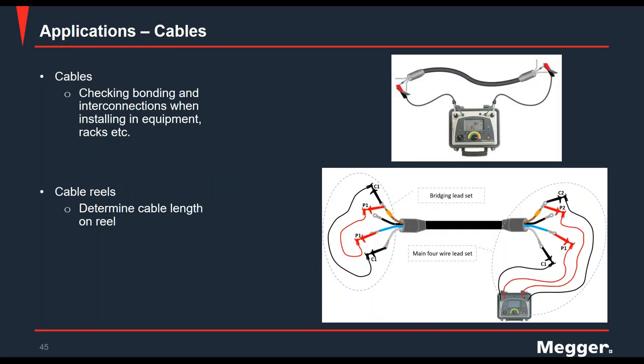Next, we will look at cables. Cables can be connected, and in order to make sure that those are connected well, with bondings and interconnections, especially during installation, low resistance measurements can be made to ensure that those connections are solid. And if you have cable reels, those can be used to understand what the length is using a low resistance tester, and you can determine the cable length on that reel.